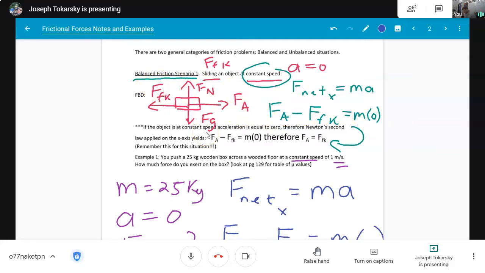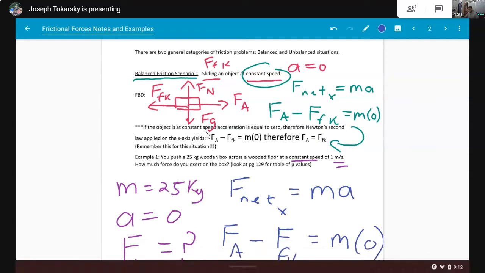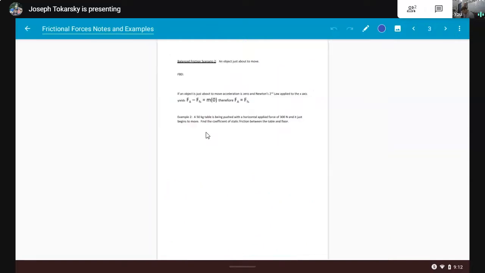All right, again, I will post this fully done example for you to look at your convenience. One more balanced scenario. Let's go to scenario 2.